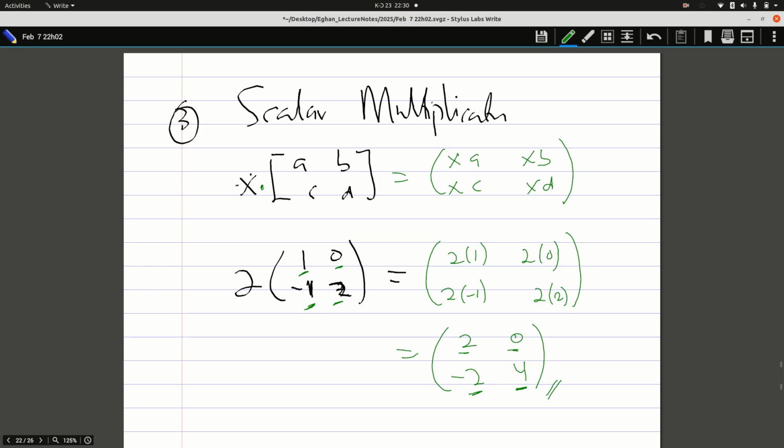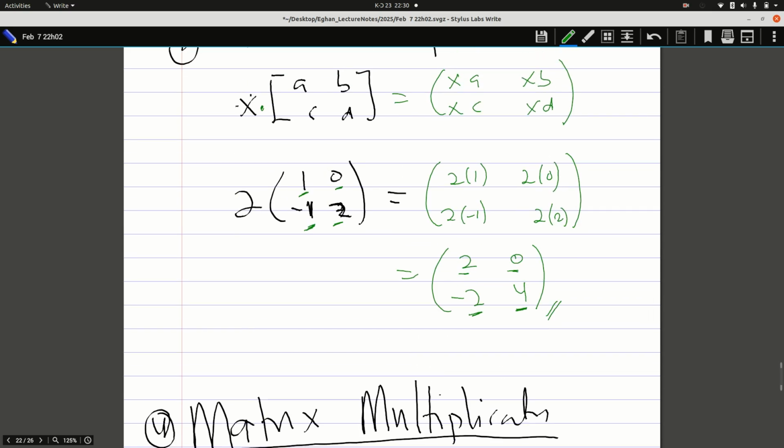It can even be a bigger matrix. Let's say 1, 2, 4, 5, 6, 7, multiplying by -1. I have to just multiply every number by -1. So I'm going to get -1, -5, -2, -6, -4, and -7. This is how simple scalar matrix multiplication is.